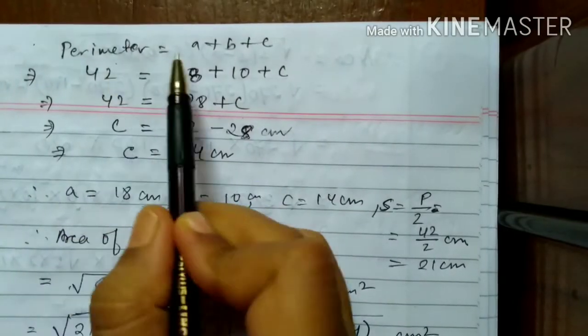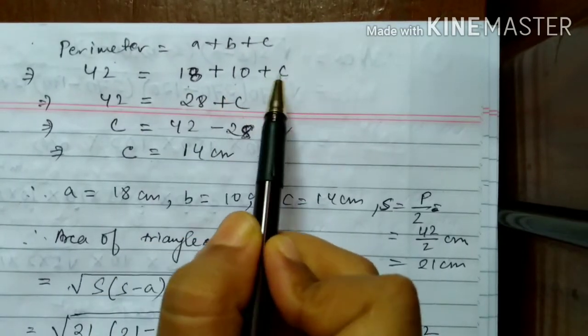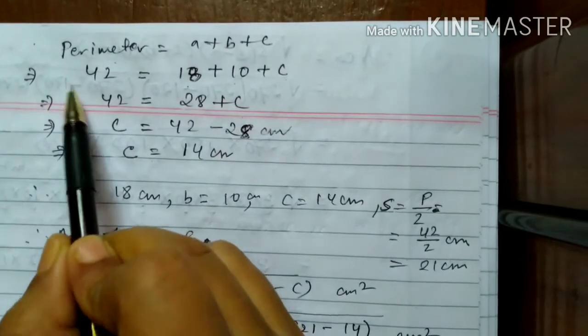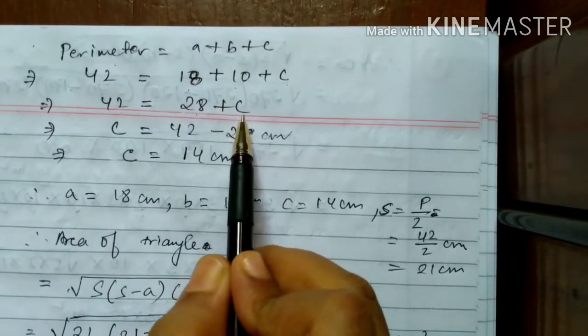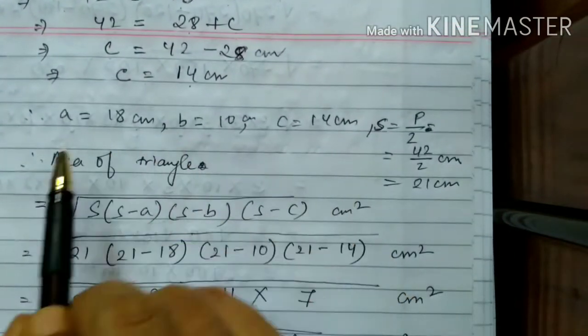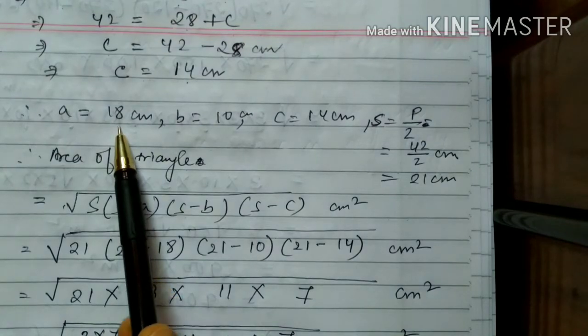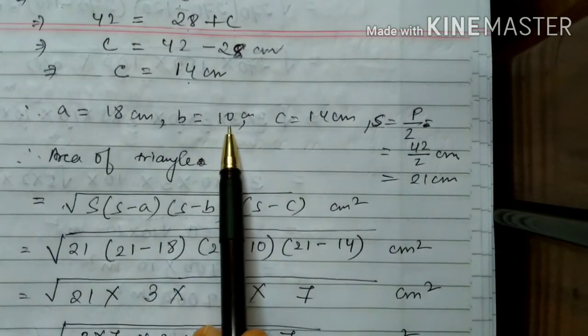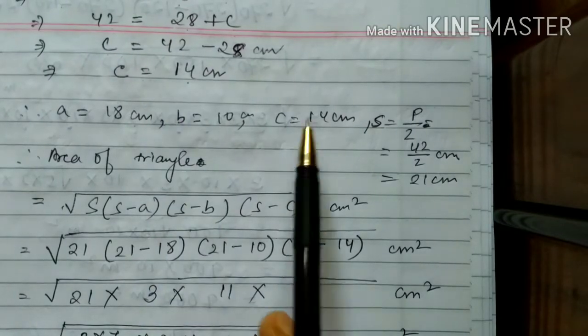Okay, so perimeter we know is equal to A plus B plus C. So 18 plus 10 plus C, and perimeter was given 42. So 42 is equal to 18 plus 10, that is 28, plus C. The third side we are able to calculate: 14 centimeter. So what we got? We got A is equal to 18, it was given in the question. B is equal to 10, it was also given in the question. C we are able to find, that is 14 centimeter.